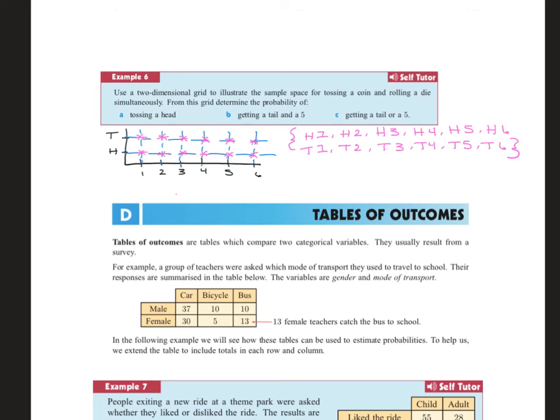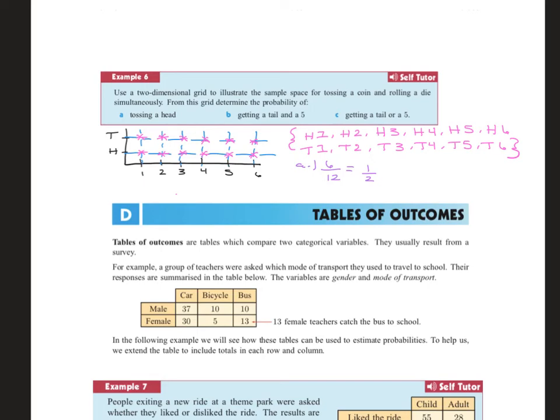So what's the probability of getting a head? Well, just look here at that horizontal row of heads. There are 6 of them, right? You can see that on the grid. 6 out of how many? So for A, there are 6 out of 12 total, or 1 over 2. So it's 50% likely that you will get a heads.